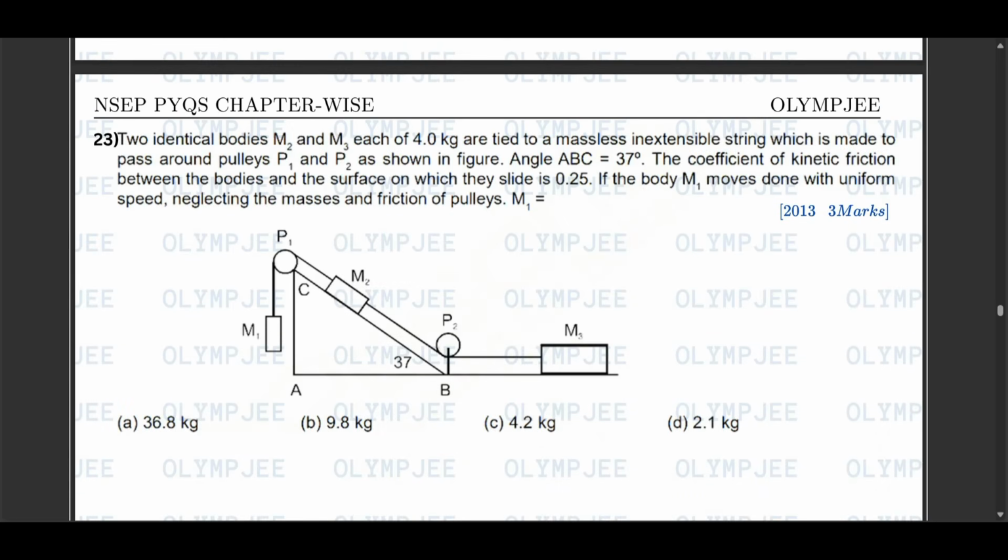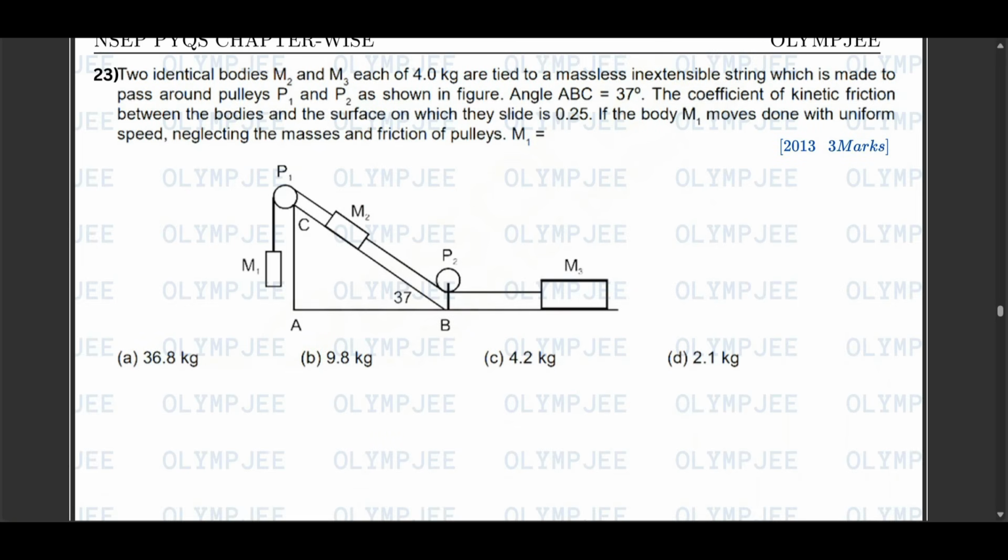So moving on to the next question, question 23. It says that two identical bodies M2 and M3, each of 4 kg, tied to a massless inextensible string which is made to pass around the pulleys P1 and P2 as shown in the figure. Angle ABC is 37 degrees. The coefficient of kinetic friction between the bodies and the surface on which they slide is 0.25. So if the body M1 moves with uniform speed, neglect the masses and frictions of the pulleys. So we have to find the value of M1.